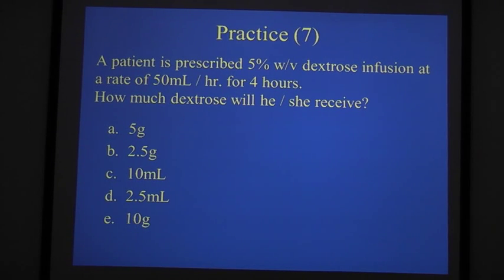Practice 7. A patient is prescribed 5% weight to volume dextrose infusion at a rate of 50 milliliters per hour for 4 hours. How much dextrose will he or she receive?